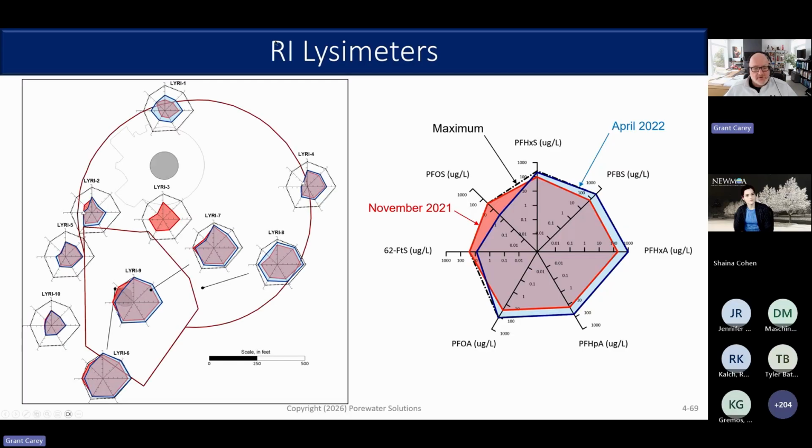And same thing, you can look when you plot this on a map. The nice thing about radar diagrams, you can show all the locations on a single map. Same thing basically for all these locations. Generally higher for PFAS and 6,2-FTS, not all the time, but a lot of the time.